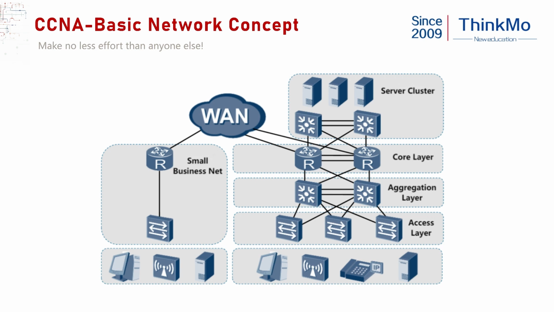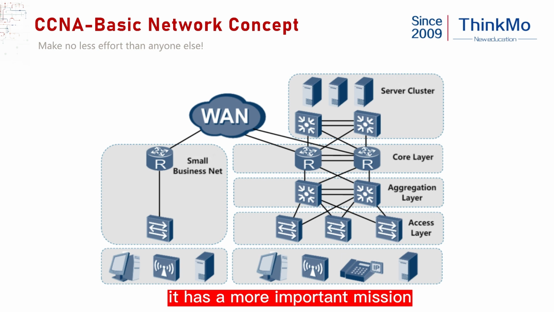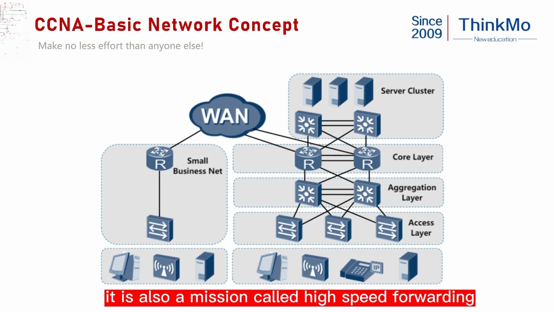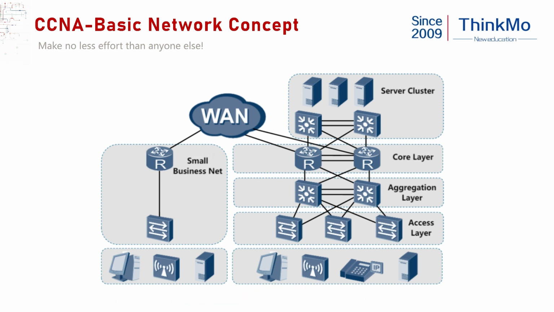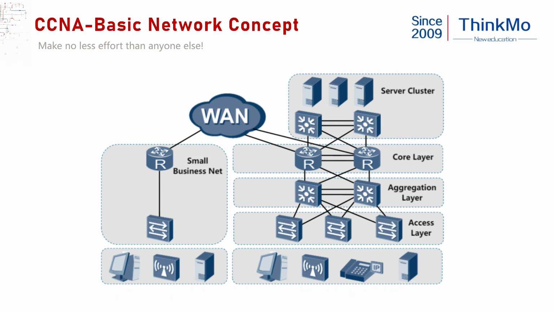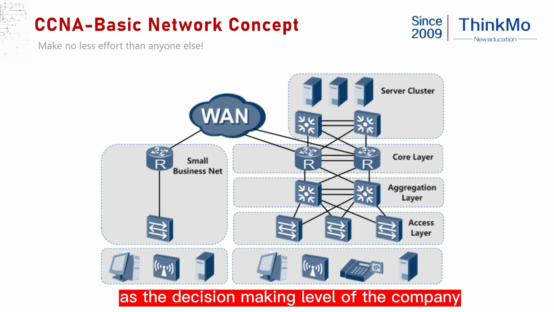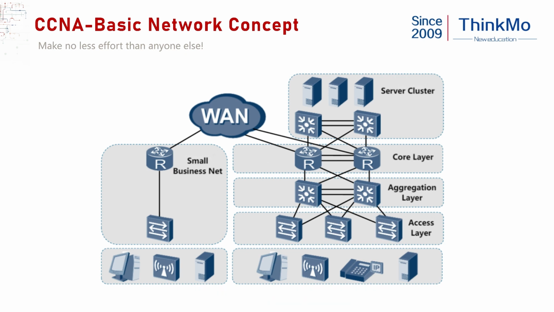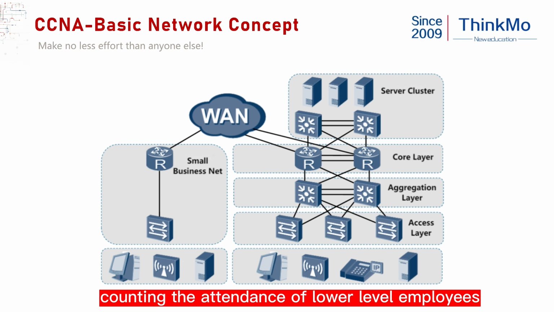Let's go further up. Further up is the core layer. The core layer has a more important mission, which is high-speed forwarding. The core layer is like the senior leadership of your company, the decision-making level. Senior leaders are not busy every day doing low-level things, for example counting the attendance of lower-level employees.